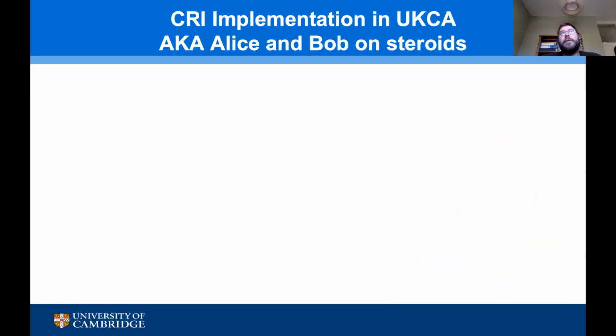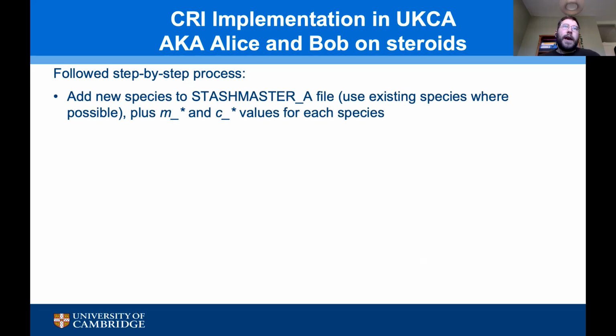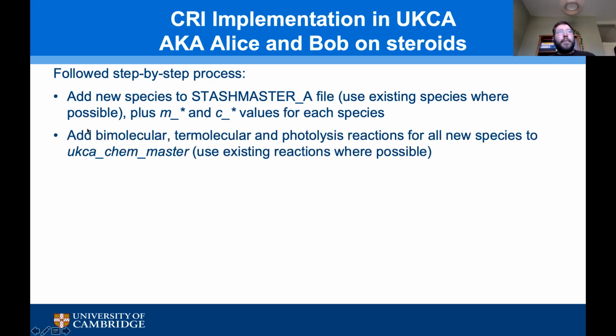In terms of how I went about this, I would call it Alice and Bob on steroids. So what you've been doing particularly in tutorials 4, 5, 6, 7, but for a whole host of other species and reactions. Essentially, you add new species to the STASH master file using existing species when possible, and you add the appropriate mass and conversion values for each of the species. Then adding bimolecular, termolecular, and photolysis reactions for the new species into the UKCA chem master file, again using existing reactions where possible, so as not to duplicate stuff.